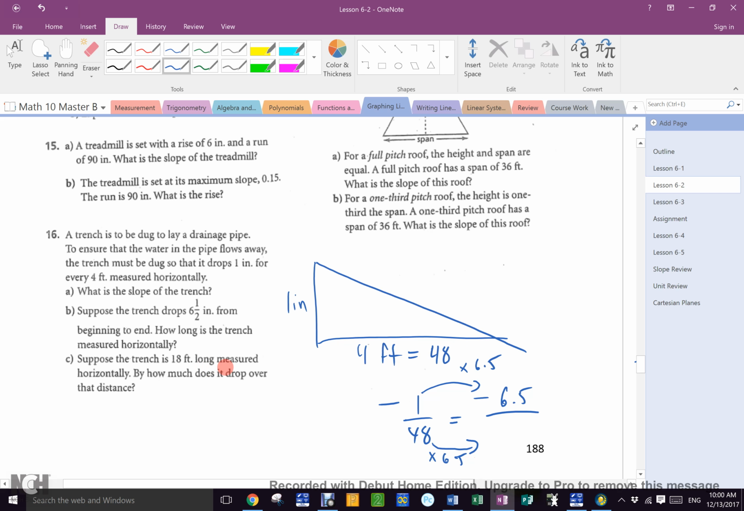And then the last one, if it's 18 feet this way, that's 4 times 4.5 to get 18 feet, right? So that means this has to be times what? 4.5. So it's going to go down 4.5 inches. That's it. Excellent.